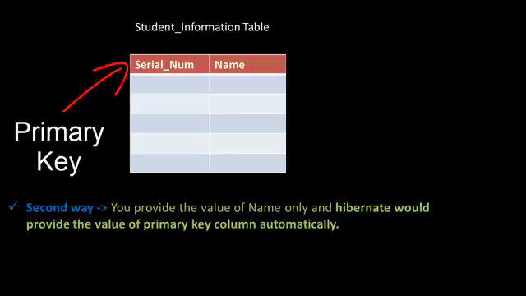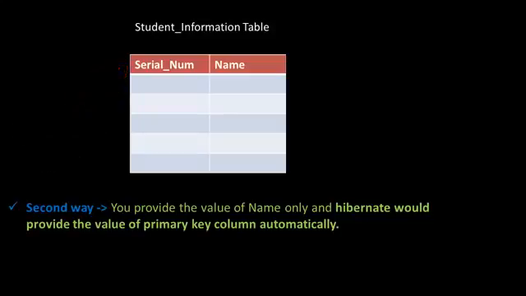And for every new row insertion into the database table, you would just want to increment the value of the serial number column by 1 and provide it as the primary key value for the table. So for all such cases, you may not want to provide the primary key yourself in the program and want Hibernate to generate a unique number as the primary key for every row insertion into the database table.